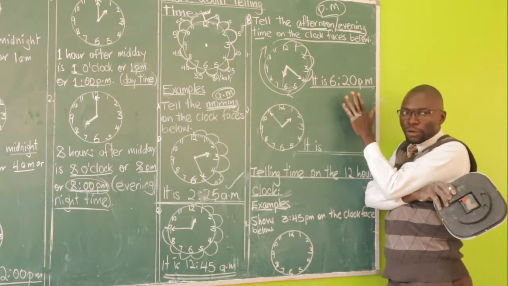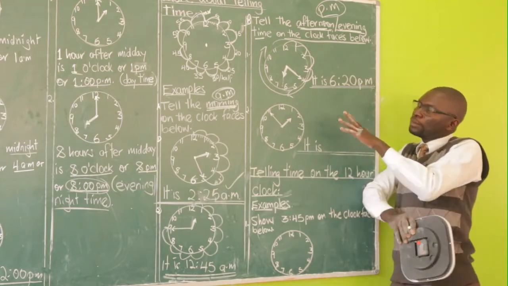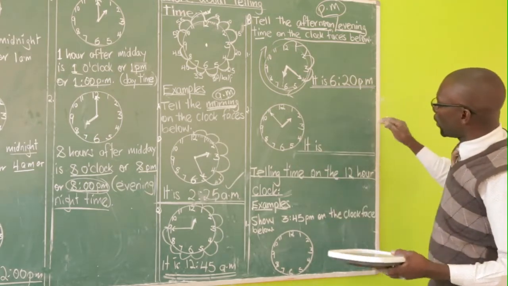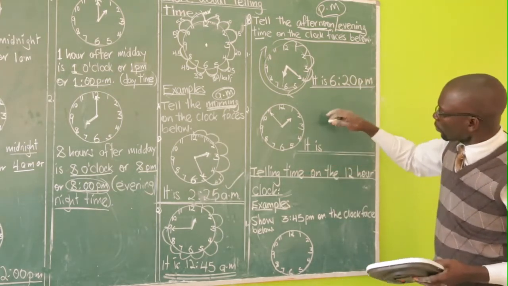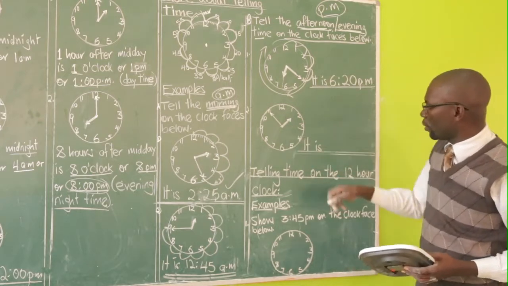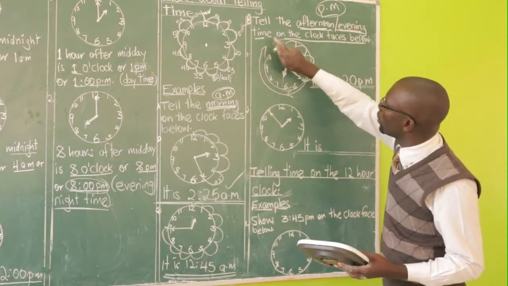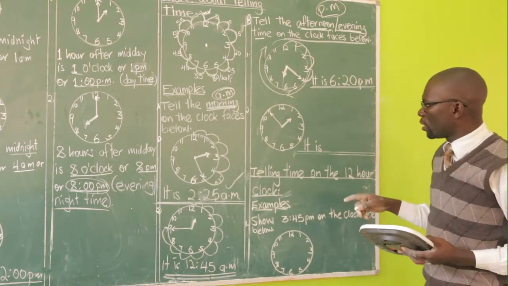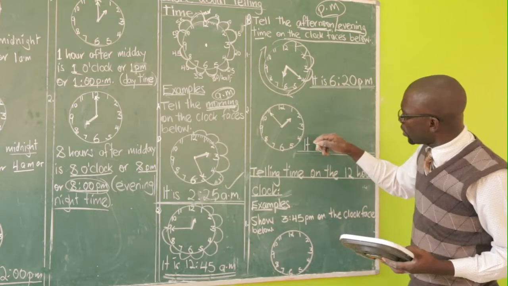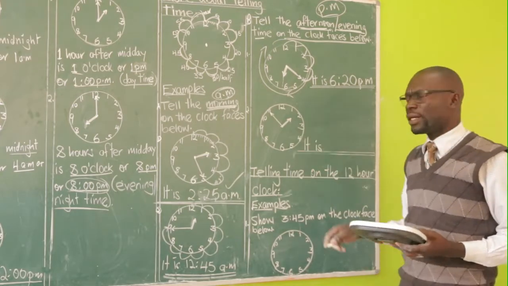When we have gone away from school, so we are home, we are going to have our supper and then play a bit. Now, we have another clock face here. The question is, tell the afternoon or evening time on the clock face. So here, is it afternoon or evening? Which time of the day is this?